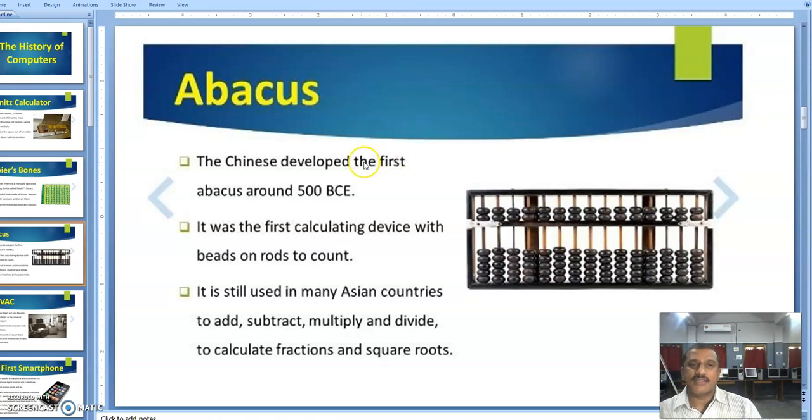So who developed this abacus? The Chinese people developed it around 500 BCE. It was the first calculating device with beads and rods to count. See here, these are the beads and rods, and we used these beads to count the numbers. It is still used in many Asian countries to add, subtract, multiply and divide, and to calculate fractions and square roots. So the abacus is the first calculating device developed by humans. What work can we do by using the abacus? We can add, subtract, multiply and divide, and calculate fractions and square roots. Even nowadays the abacus is used in many Asian countries.